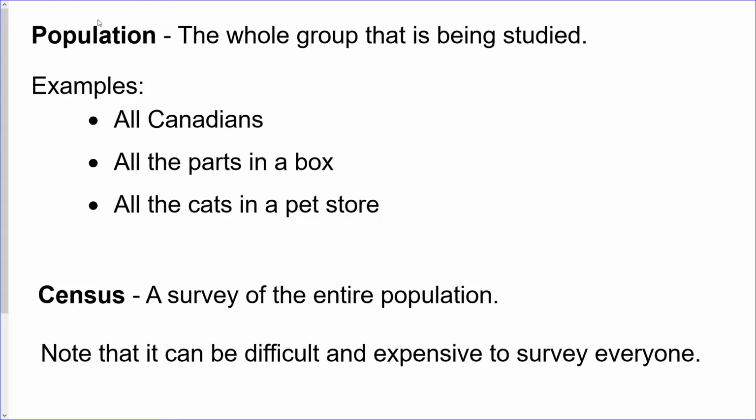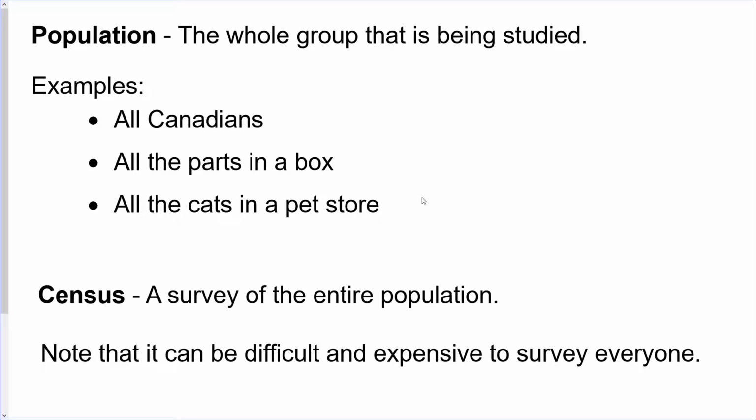So all Canadians could be, but it could also be all the parts in a box, for example, or all the cats in a pet store. It's basically a big group that's being studied. And again, it doesn't have to be people, although when we're talking about surveys, yes, usually you are surveying people, not a cat or an inanimate object.